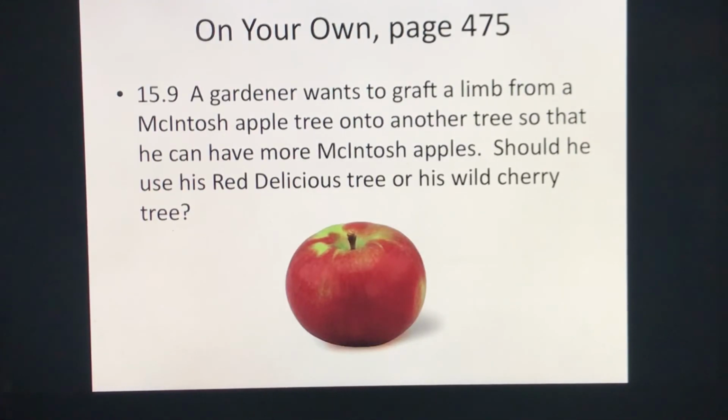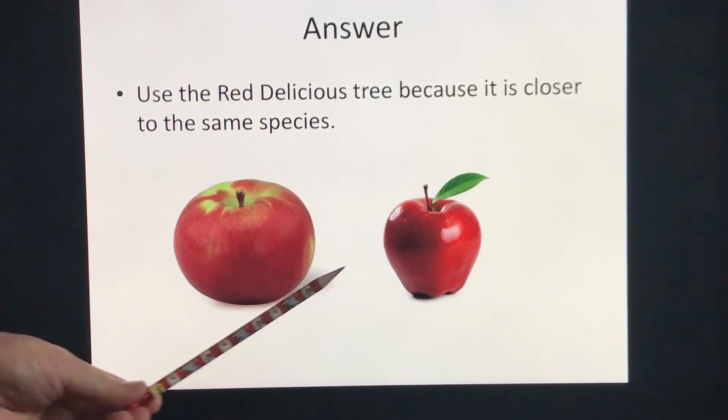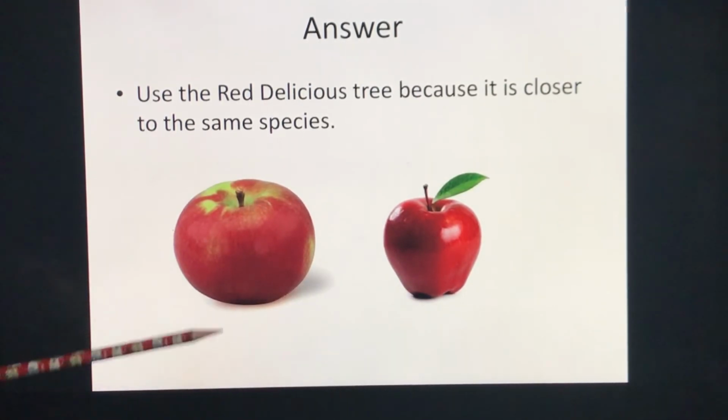All right, On Your Own, 15.9. A gardener wants to graft a limb from a Macintosh apple tree onto another tree so that he can have more Macintosh apples. Should he use his Red Delicious tree or his wild cherry tree? So the answer here is just sort of a practical tip. He should use the Red Delicious tree because it's closer to the same species and more likely to be successful in the grafting.